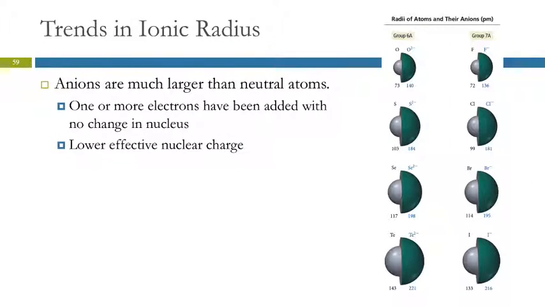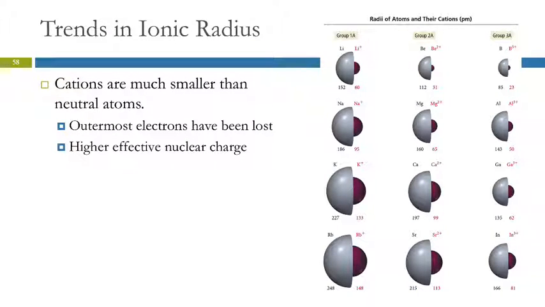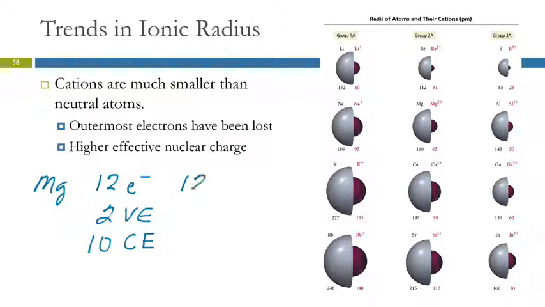I don't think I have a picture of that. No. So let's talk about it. Let's look at magnesium. Magnesium has how many electrons? 12. So 12 electrons total. How many valence electrons? 2 valence electrons. How many core electrons? 10 core electrons. So the effective nuclear charge for magnesium, the atom, is 12 minus 10, which equals 2.